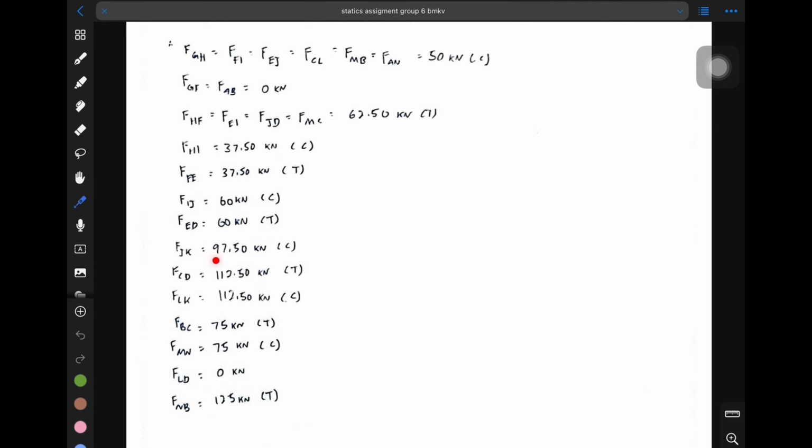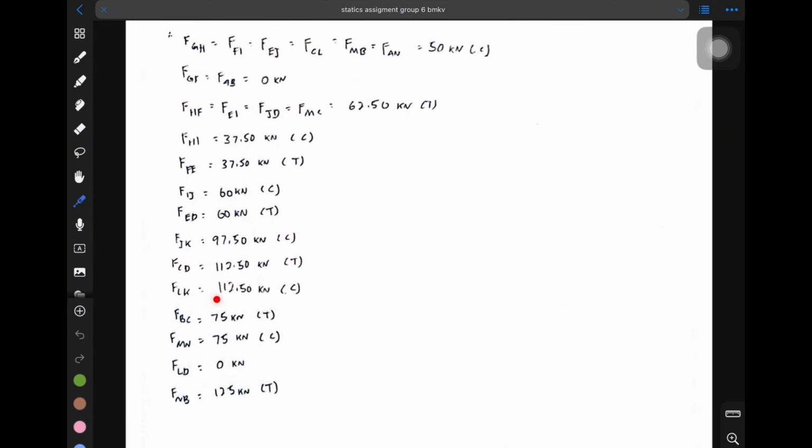For FJK equal to 97.50 kilonewton and it is compression. For FCD equal to 112.50 kilonewton and it is tension. FLK equal to 112.50 kilonewton and it is compression. For FBC equal to 75 kilonewton and it is tension. For FMN equal to 75 kilonewton and it is compression. For FLD equal to 0 kilonewton and the last one is FNB equal to 125 kilonewton and it is tension.